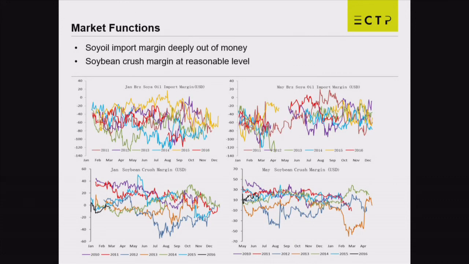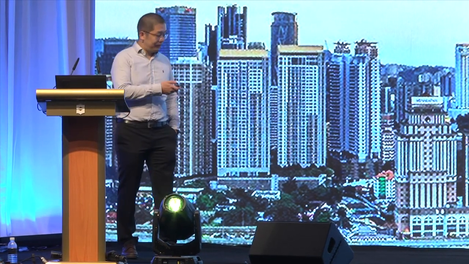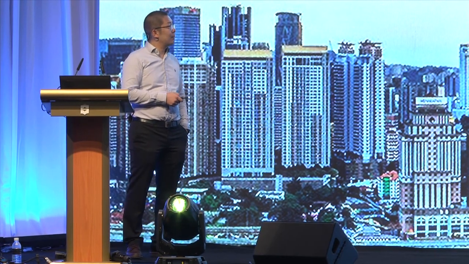And then in terms of conclusions, market functions. The first two charts are soybean oil import parities, and the bottom two charts are soybean crush margins. Soybean import margins are deeply negative now, which I think makes sense because China basically doesn't need to import soft oils. And the crush margins are pretty okay, historically speaking, for the current level. I think it's going to keep bringing more beans for crush and more soybean oil supply, which I don't think is anything wrong here.